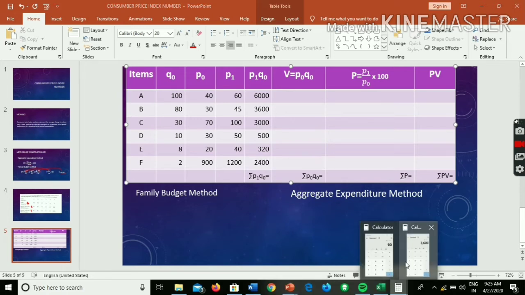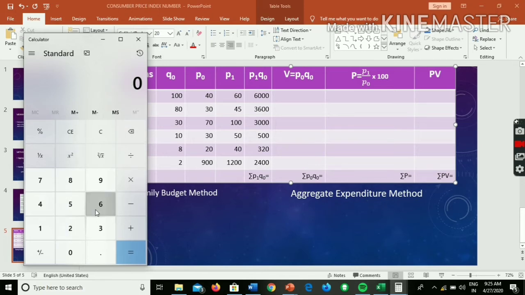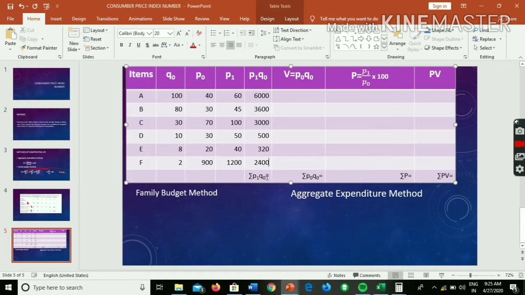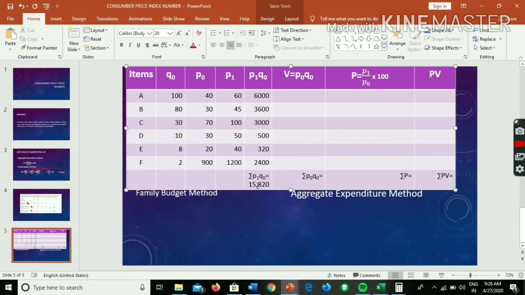Now find the sum: 6000 plus 3600 plus 3000 plus 500 plus 320 plus 2400. That is 15,820. So 15,820 is the value of sigma P1 Q0.